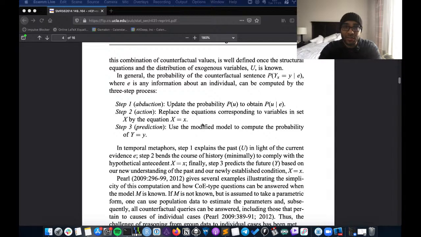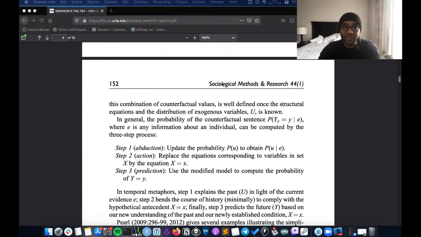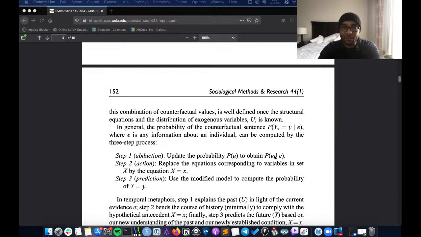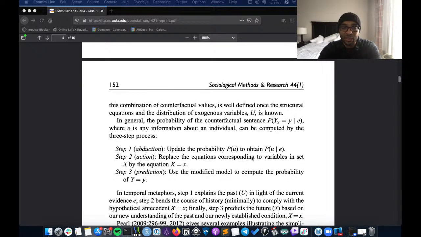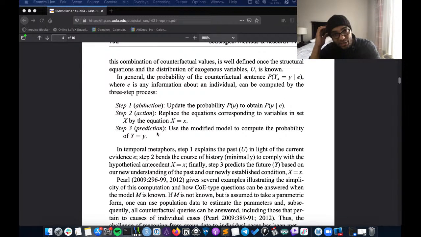All right, so we start with our model. We get some evidence. That's what E here is. So E is like X equals, so this thing here is an E. We have this probability distribution here. So think of this as a prior on U. We get this posterior on U. We change the model like thusly, and then we recompute the probability Y equals y.